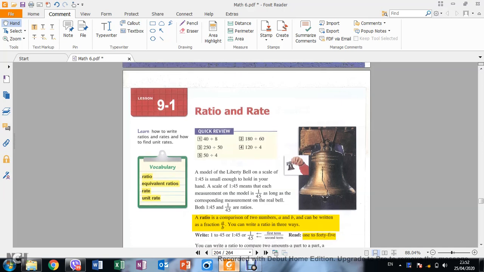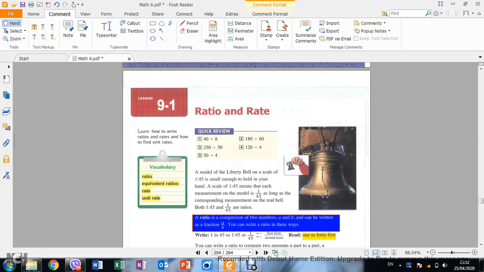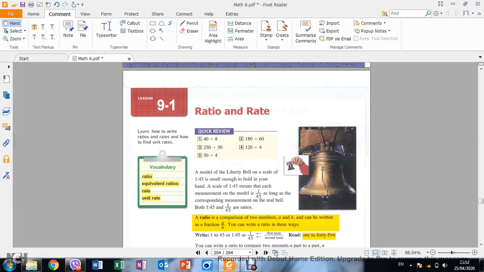Okay, at first, what does ratio mean? Ratio is a comparing of two numbers, A and B, and can be written as a fraction, A over B. You can write the ratio in three ways, okay? The first way, you can write 1 to 45, or 1:45, where the two dots mean "to". Or you can write it like a fraction. The first number, 1, is the first term, and 45 is the second term.